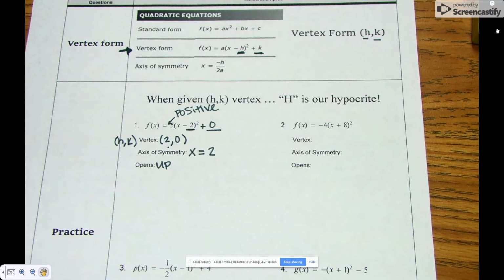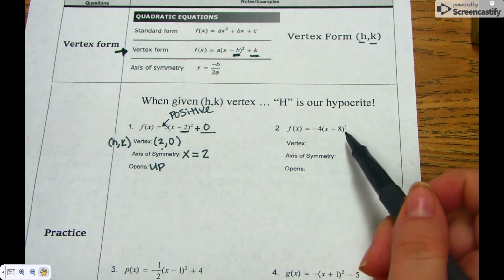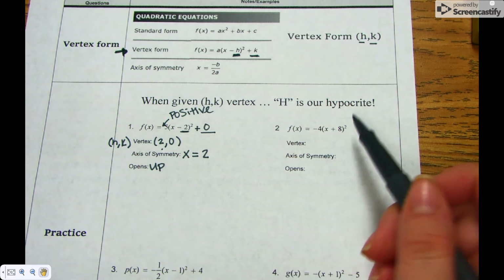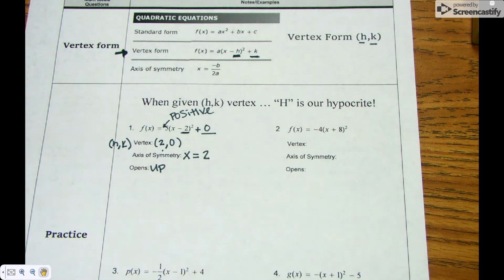Okay, so now let's talk about number 2. It says f of x equals -4 parentheses x plus 8 squared. And remember at the top it says when given h comma k vertex, h is our hypocrite. All right, so think about what a hypocrite means. It means they're kind of like a liar. They're not doing what they say they would do.